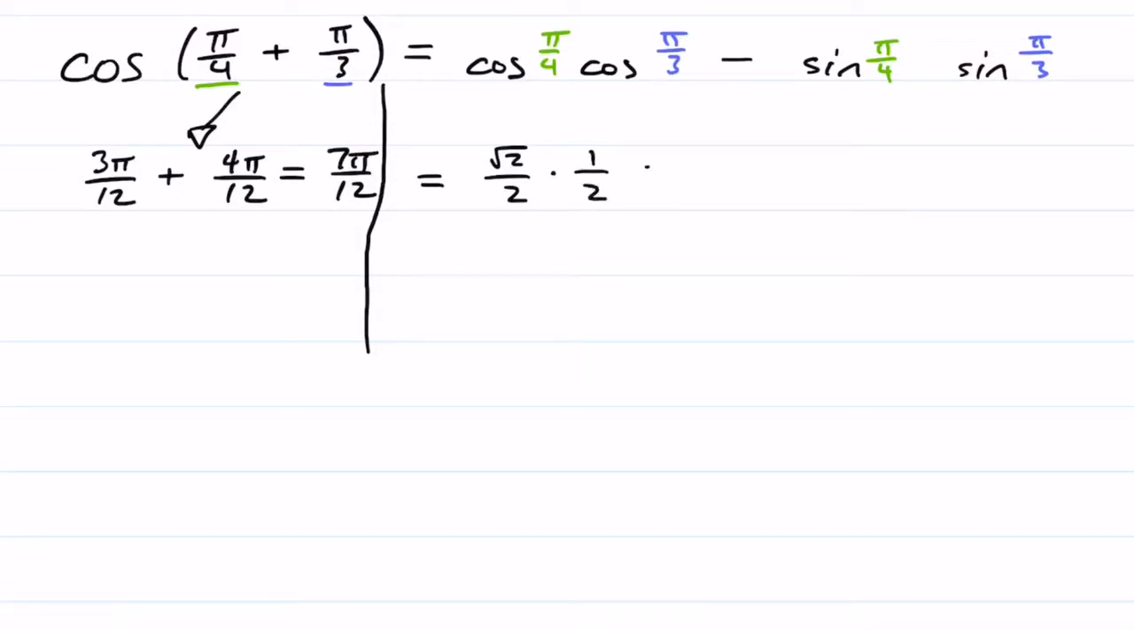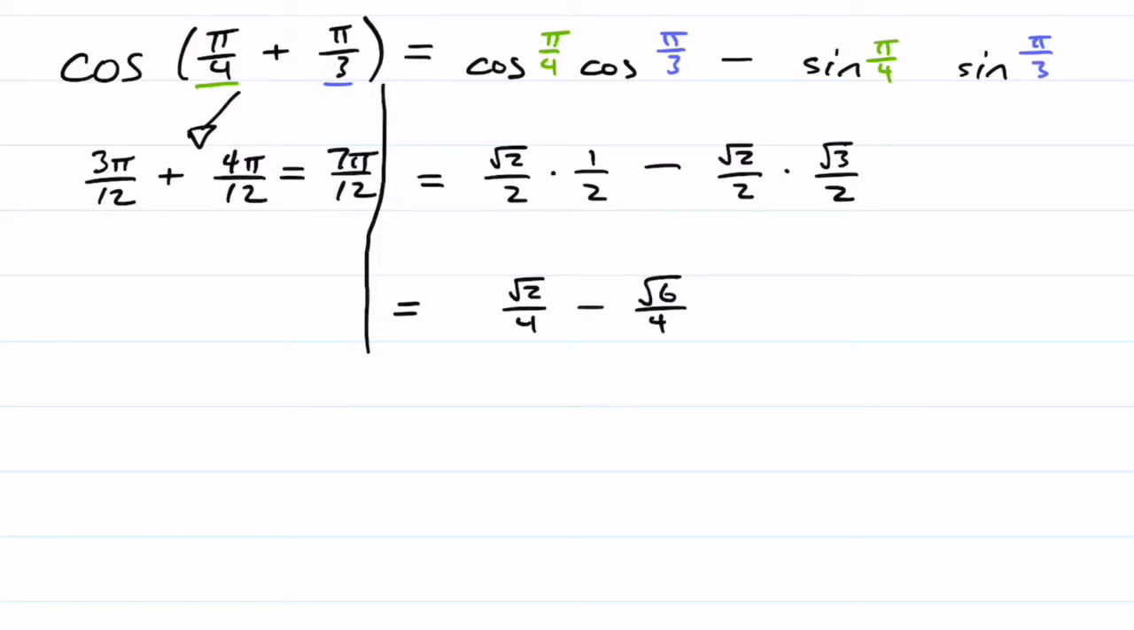Cos of pi over 4 is root 2 over 2. Cos of pi over 3 is a half, minus the sine of pi over 4, which is root 2 over 2, times the sine of pi over 3, which is root 3 over 2. Root 2 over 2 times a half is just root 2 times 1 is root 2, 2 times 2 is 4, so it's root 2 over 4. Minus root 2 over 2 times root 3 over 2 is root 6 over 4.